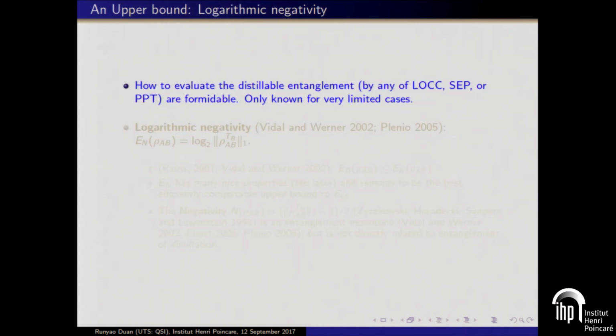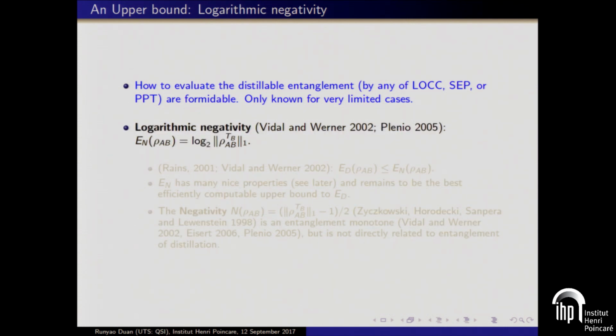How to evaluate this is definitely very difficult, and we don't know how to do that. So instead, people are working on some feasible ways to upper bound the entanglement. One of the early quantities was discovered by Vidal and Werner: the logarithmic negativity. It's a very simple way to do it. You just take the state, take the partial transpose, then take the trace norm, and take the log. This is a quantity that is very easy to calculate.